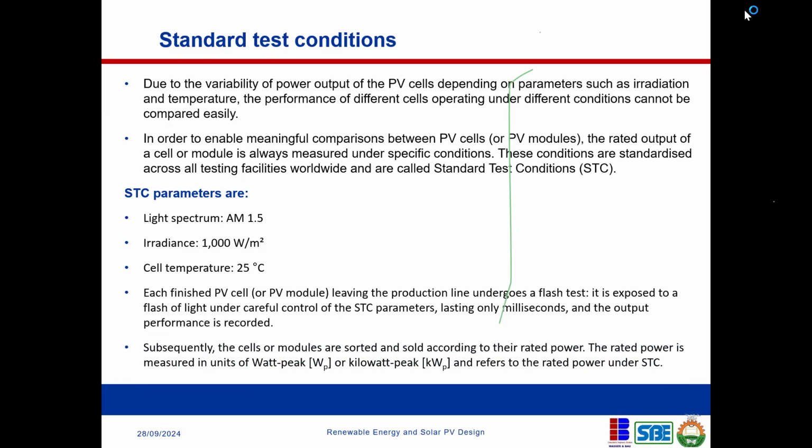So each finished PV cell or PV module leaving the production line undergoes a flash test. It is exposed to a flash of light under careful control of standard test condition parameters, lasting only milliseconds, and the output performance is recorded. Subsequently, the cells or modules are sorted and sold according to their rated power. The rated power is measured in units of watt peak or kilowatt peak, and refers to the rated power under standard test condition.